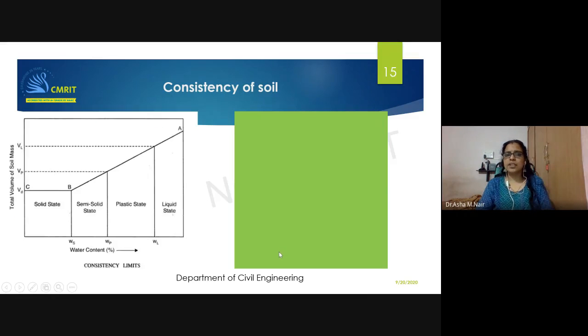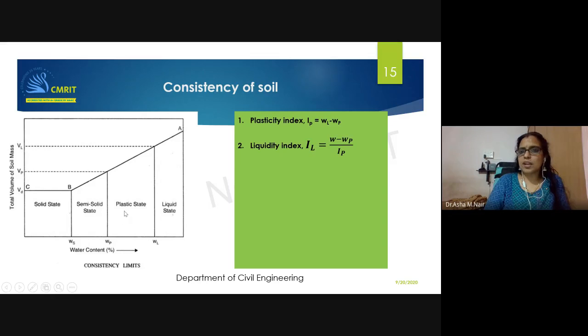Okay. Consistency. This also we have done today, a problem based on the shrinkage limit. So what you have seen is the case wherein it is semi-solid state, right? It's in a range I have told, right? This is the semi-solid state. So that is WP. Okay. And plasticity index is also very, very important. You have seen today itself one problem based upon liquidity index. So there are all chances wherein you can get a numerical based on consistency index also.